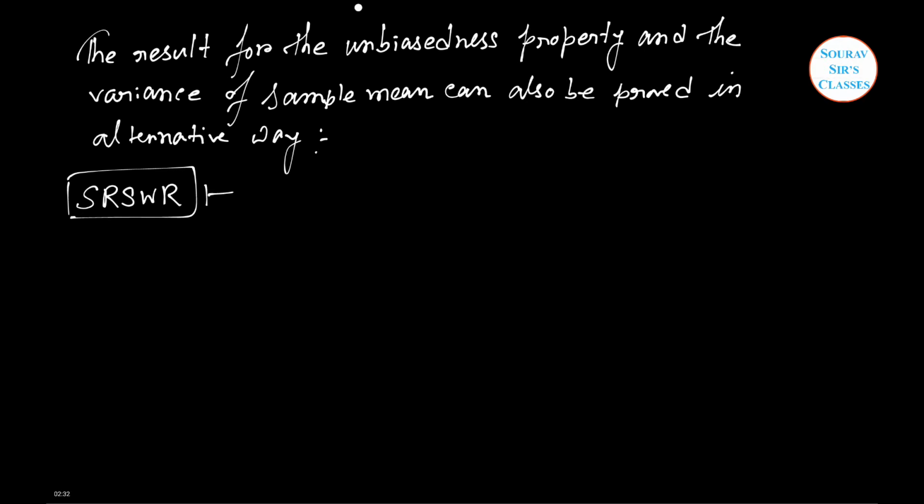The result for the unbiasedness property and the variance of the sample mean can also be proved in an alternative way. Now for SRSWR, let a random variable a_i associated with the ith unit of the population denote the number of times the ith unit occurs in the sample, i equals 1, 2, up to N. So a_i assumes values 0, 1, 2, up to n.